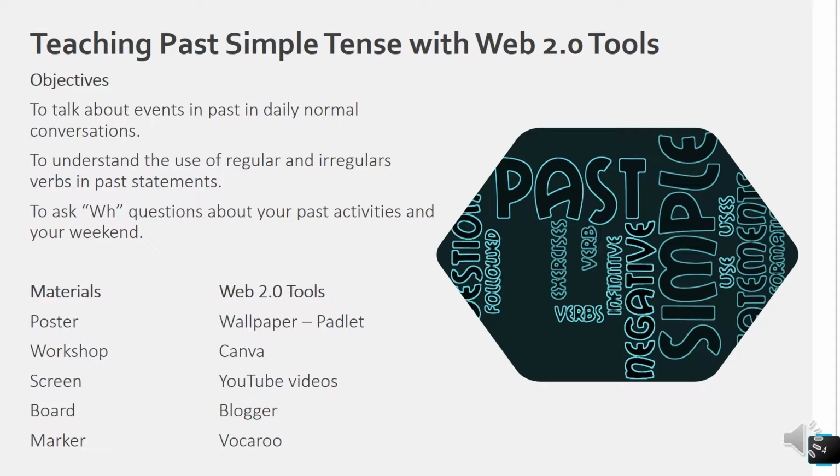Now you can see our materials. We are going to use a poster, a printed workshop, and a screen or a computer, a board, and a marker. And the most important part are the Web 2.0 resources that we're going to use. Those are Wallwisher or Padlet, Canva, YouTube videos, Blogger, and Bookaroo. All of those Web 2.0 tools are website pages used for educational purposes as teaching resources.